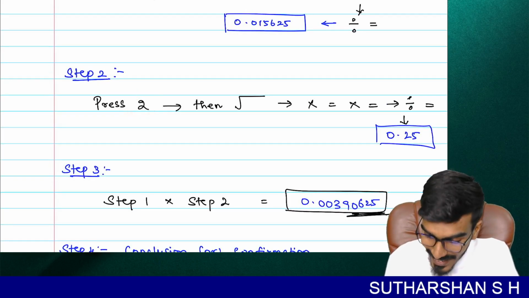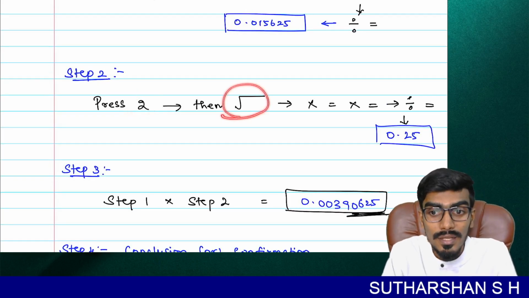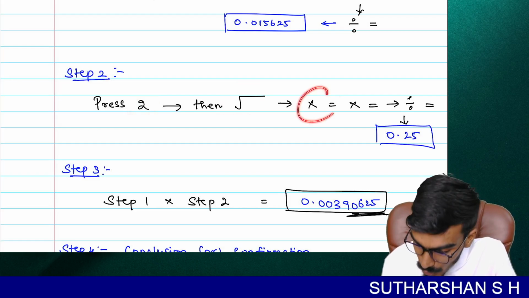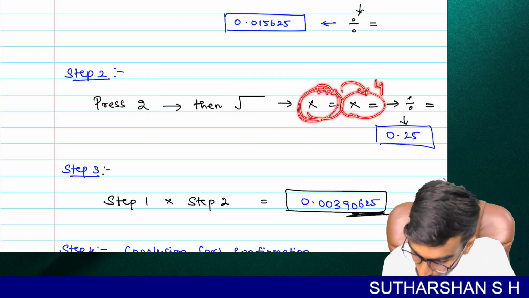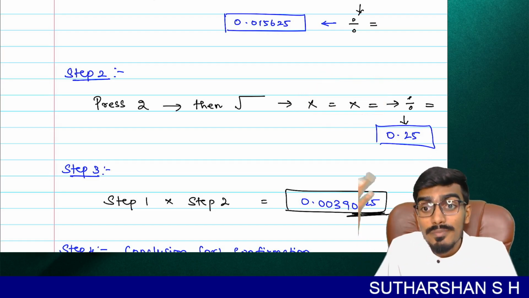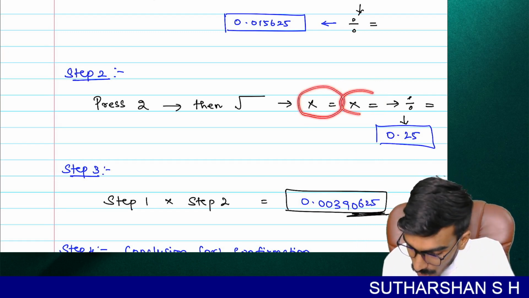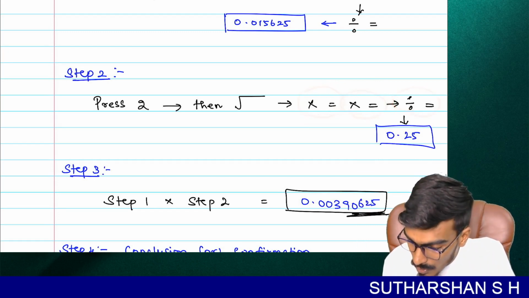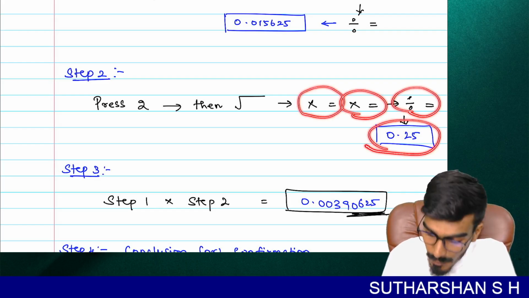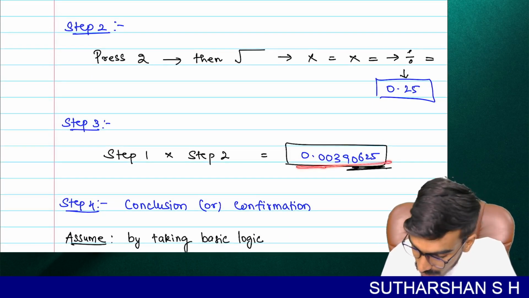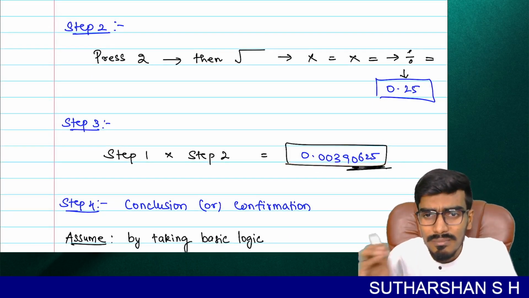Press 2, then the root button, then equal to means square, again equal to means power 4. If you do equal to again, it is power 8. So we need only equal to, divided by equal to, and you will get the answer 0.25. Multiply step 1 by step 2, you will get this answer. Once you get this answer, mark it.